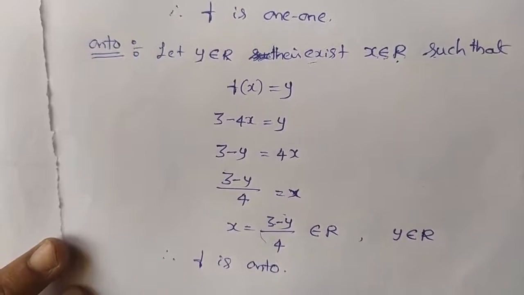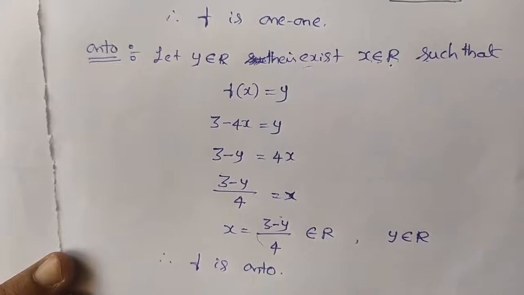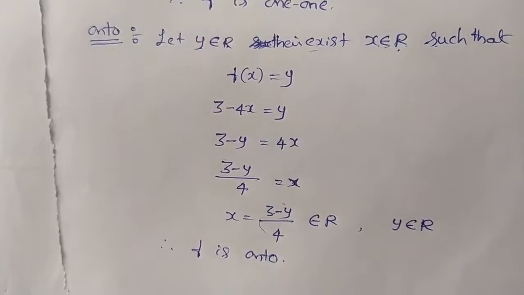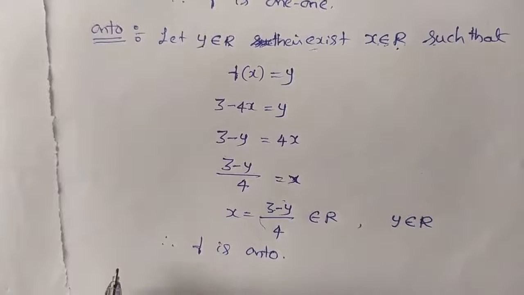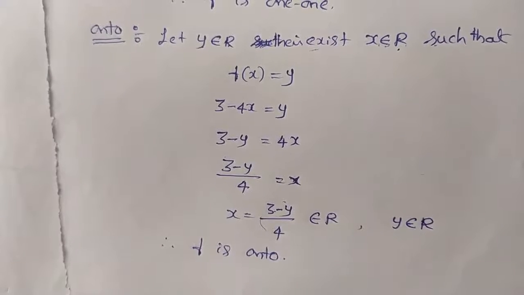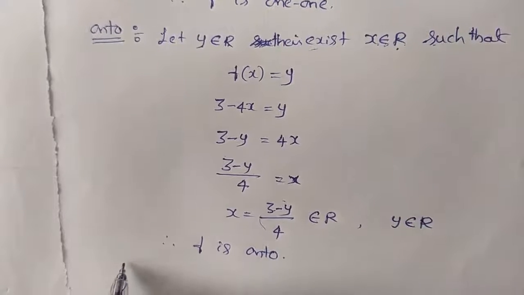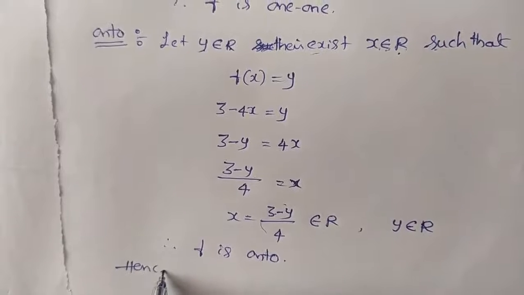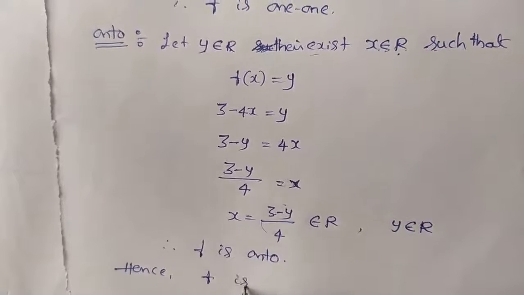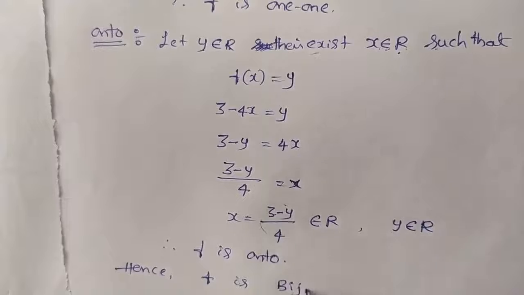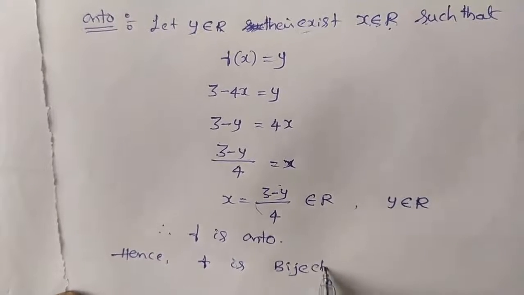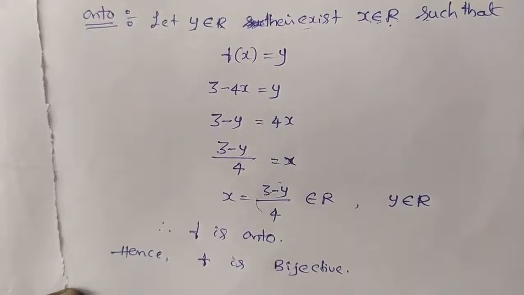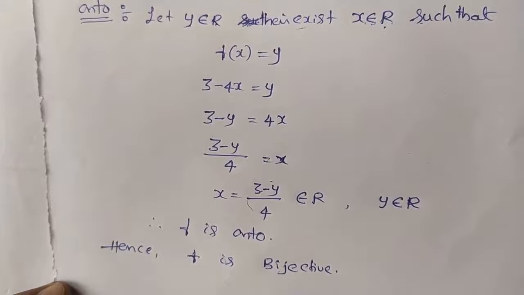Understand? It is onto. This function is one-one and onto, hence it is bijective. Hence f is bijective. Hence it is the solution for this question.